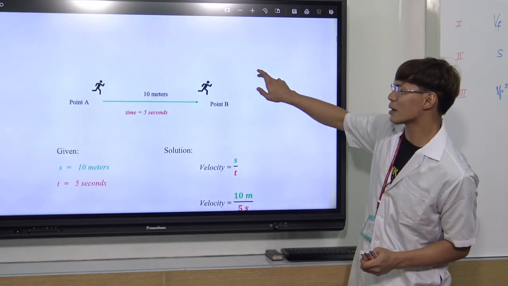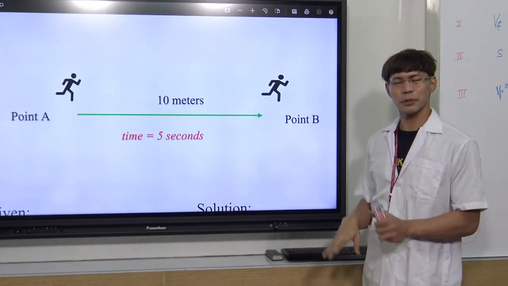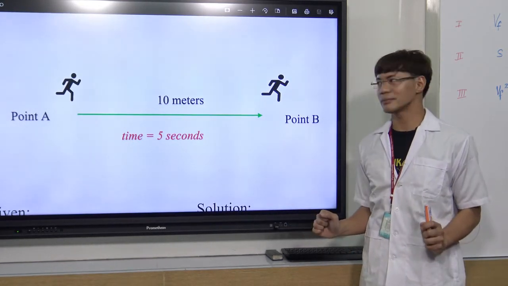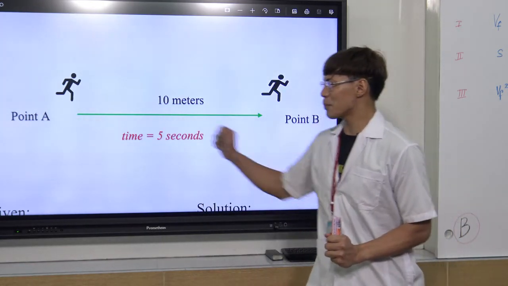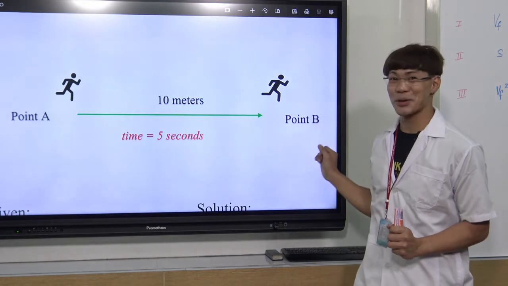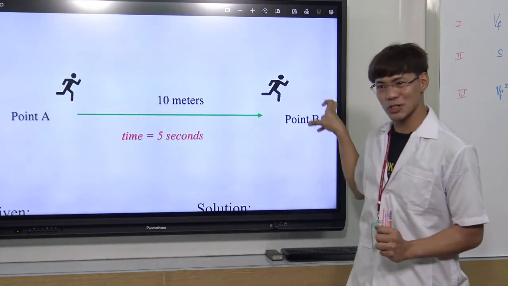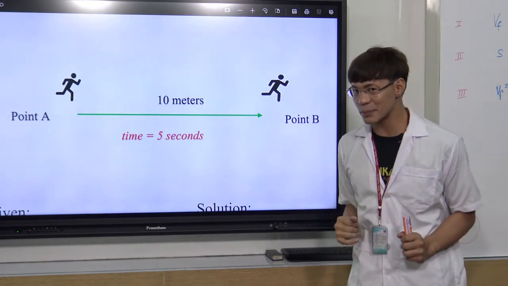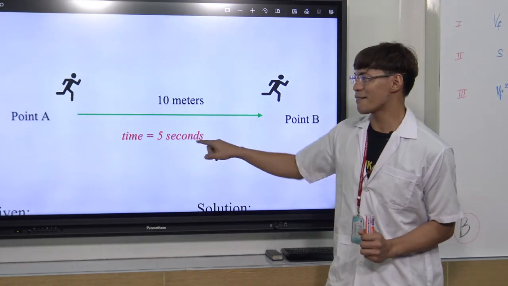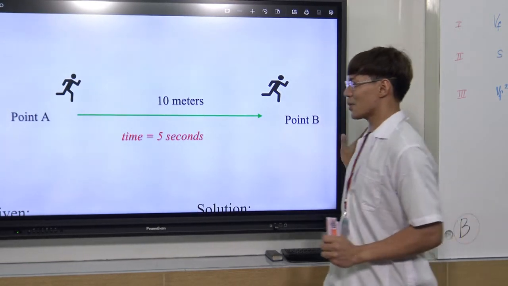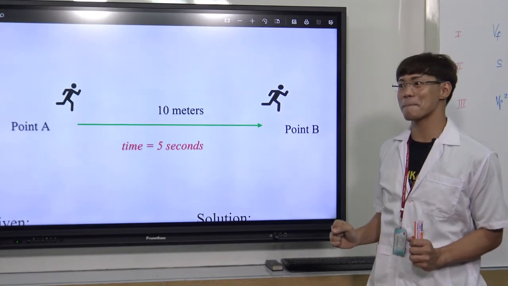I always start with a diagram to put everything in perspective. From point A to point B, how far are they? Point A is 10 meters away from point B. The person ran from point A to point B, which is 10 meters. How much time did it take the person to change from point A to point B? It took the person 5 seconds. There you go. The whole word problem is illustrated in a diagram.